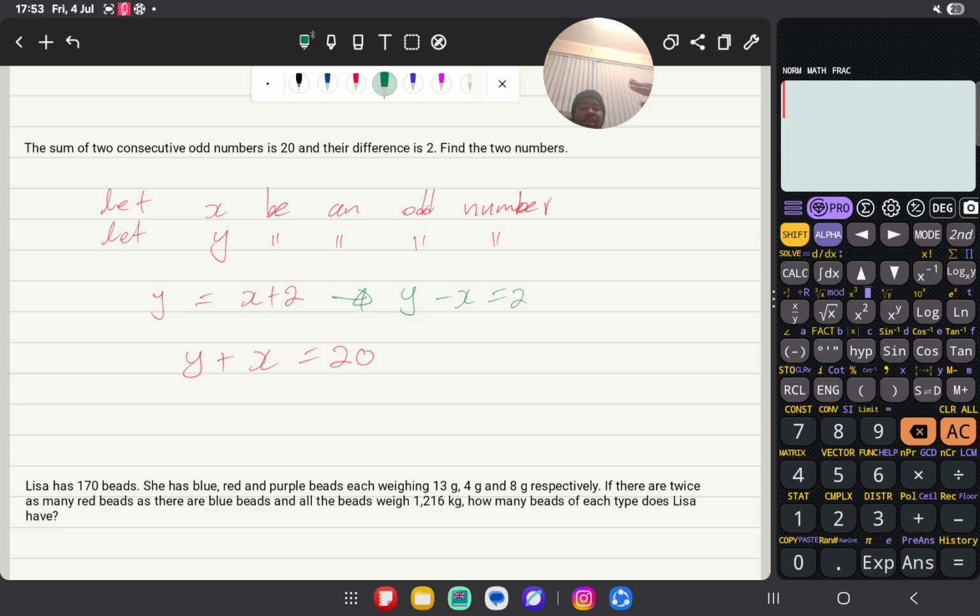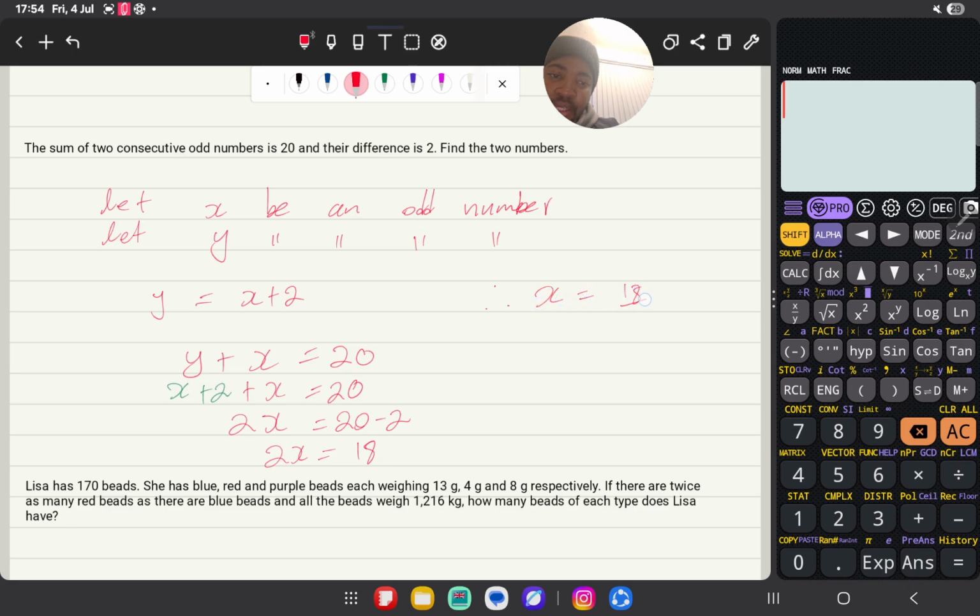You see it? So this one is a very small sentence, but it could be confusing to a lot of people. So these are then our two equations. We then substitute, right? We have y is x plus 2, and then plus x equals 20. 20 minus 2, 2x, then 2x is 18. Therefore x equals 18 divided by 2, which is 9.